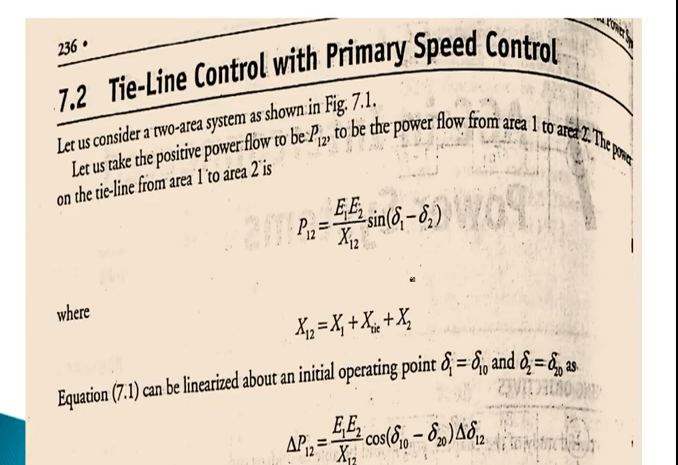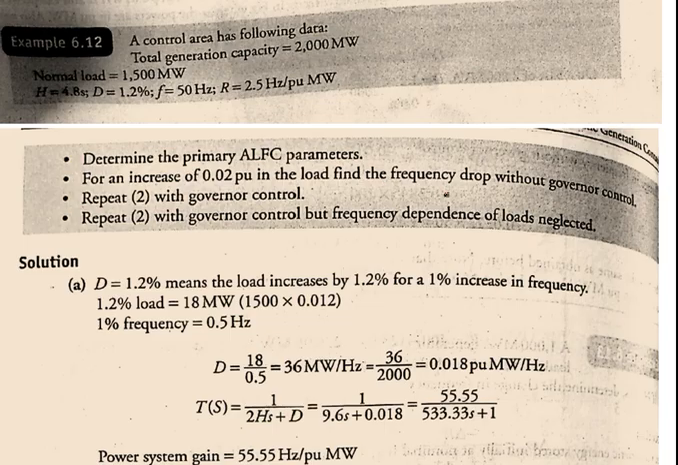Similarly, in the third problem, you can also use the same method. The control area has the following data. Total generating capacity is 2000 megawatt, nominal load is 1500 megawatt, H is given, D is given, that is 1.2%, F equal to 50 Hz and R equal to 2.5 Hz.